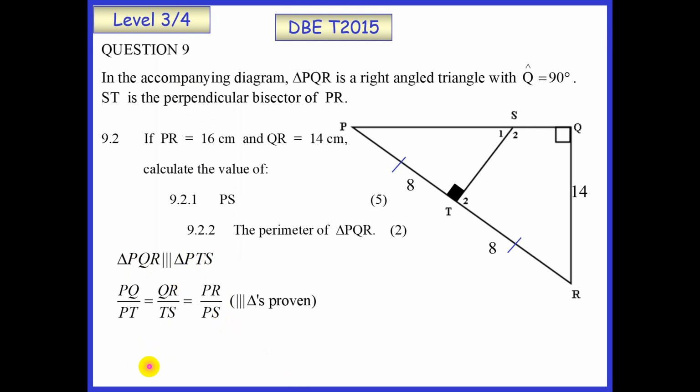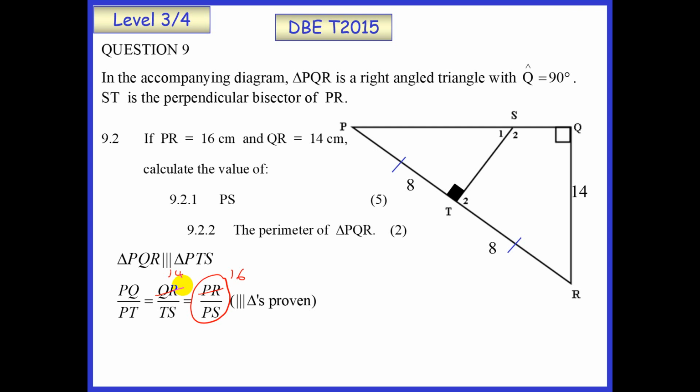Now, we don't have to use all. So remember, our question is to find PS. So if we look at the bigger picture on this, we know PR over PS. Do we know what's PR? Yes, we can replace PR with 16. And then if we look at QR over TS, do we know what's QR? Yes, 14. And do we know what's TS? TS we don't know at this stage.